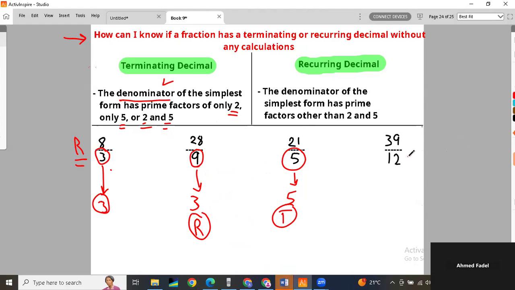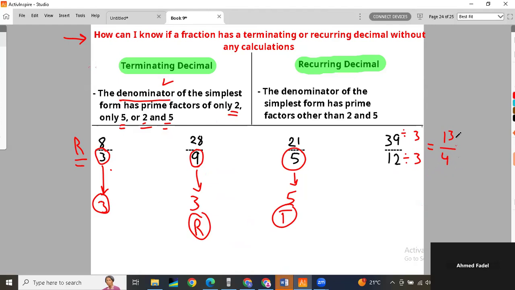All right, let's go to the last example. The denominator here, the 12. Oh, you forgot. I need to check first. Is it in the simplest form or not? Well, it is not in the simplest form. This is extremely important. So I need to divide here by 3 and here by 3. What is the new fraction going to be? It's going to be 13 over 4.